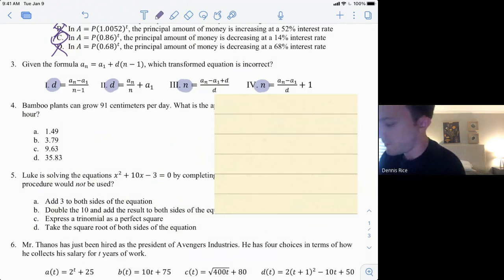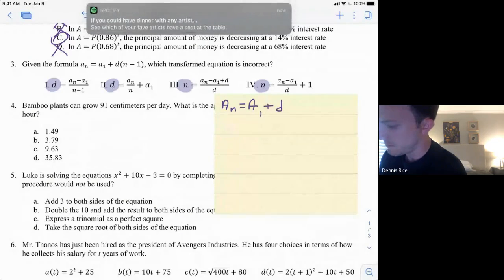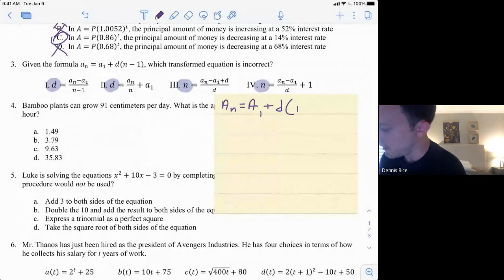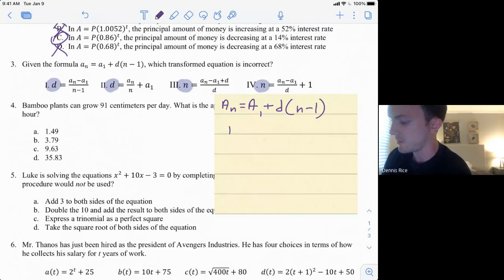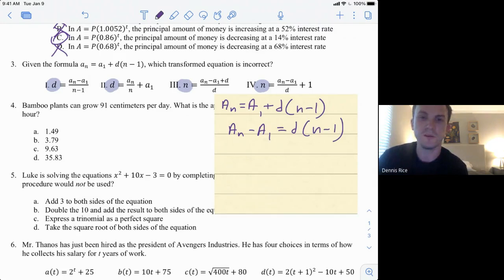Okay, so I'm going to solve it for D. I'm going to rewrite the explicit. The first thing that I would do is get rid of the A sub 1. Let's subtract A sub 1 from both sides. Okay, we're getting there. Now to solve for D, do I want to distribute D here? No, I don't want to distribute D to make it more confusing. We could just divide by n minus 1 and call it a day. So let's divide both sides by n minus 1, and that's our formula.